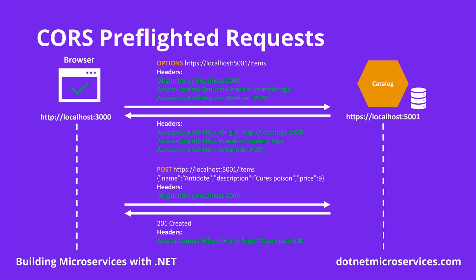But how do we properly configure CORS in ASP.NET Core? That's the focus of the next lesson, where we will add the missing CORS configuration to both the catalog and inventory microservices.